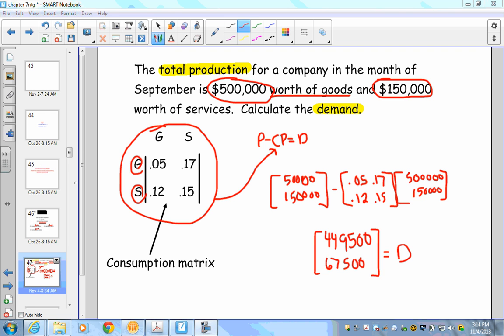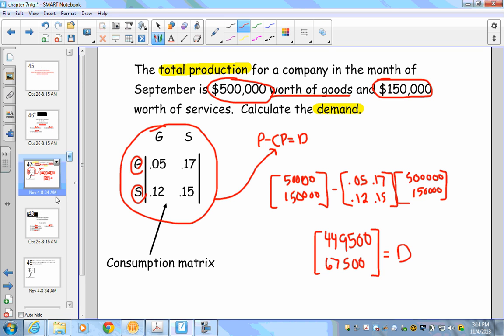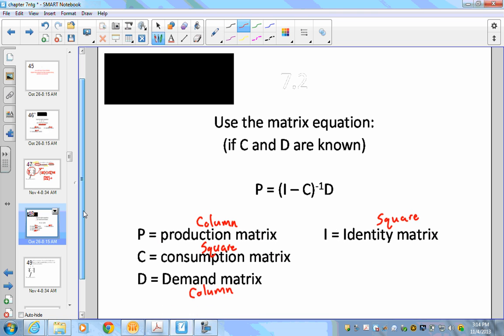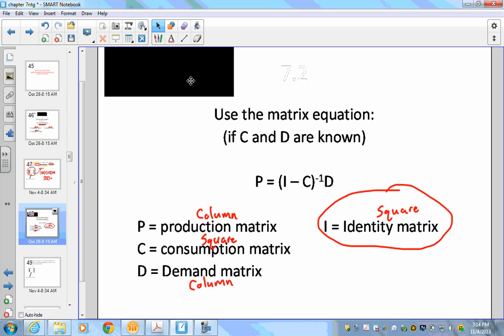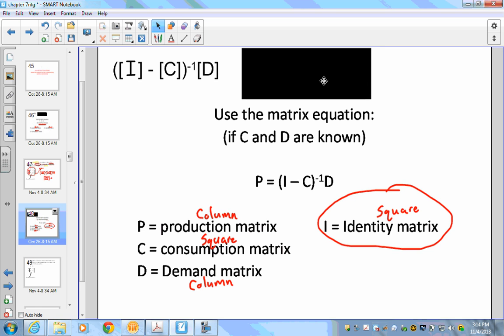All right, let's go to the next formula you're going to be responsible for. The next formula is this right here, and this is when you know everything except production, so you're trying to find the production. Notice that everything is written in a column or square format, which will help you. The thing to pay attention to is what is called the identity matrix. We haven't talked about that yet, but we will in a second. Remember, all these are matrices, so in our graphing calculator, that's all you're going to be typing in once you've entered all your matrices.